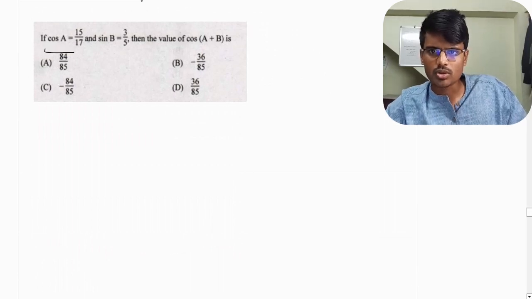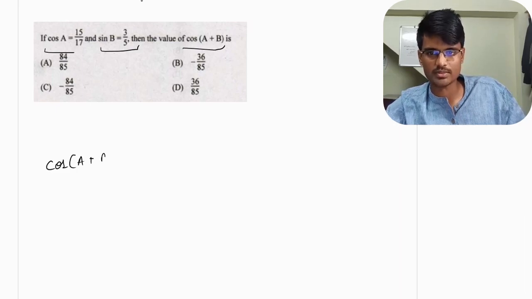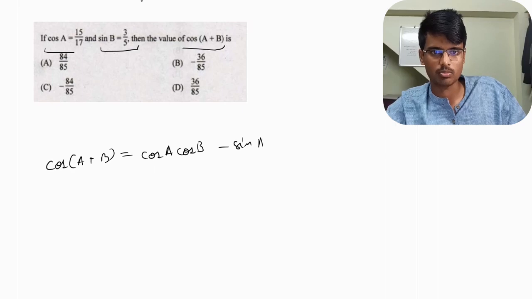Okay, they have given us cos A and sine B. They are asking us what is cos(A+B). It is a very easy question. Cos(A+B) is nothing but cos A cos B minus sine A sine B, important.